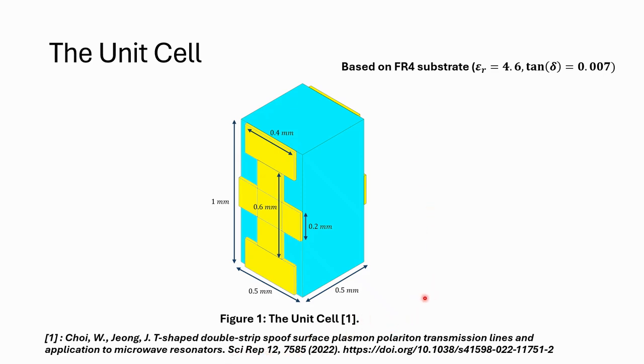It is actually a double-sided spoof surface plasmon polariton transmission line, meaning that we have the same structure on the top of the substrate and the bottom of the substrate. A standard spoof surface plasmon polariton line would have a ground layer instead of the same structure, but here we're going to design a double strip SSPP line. The procedure is exactly the same as with a standard SSPP line, just that a standard one has a ground layer at the bottom of the substrate.